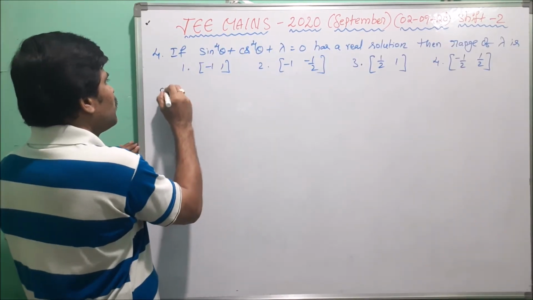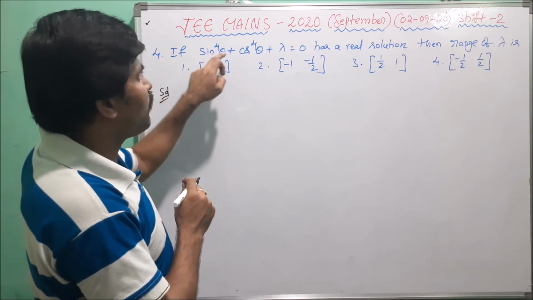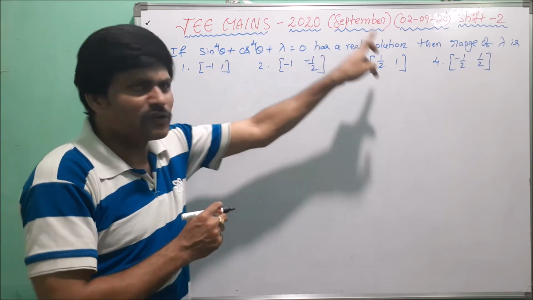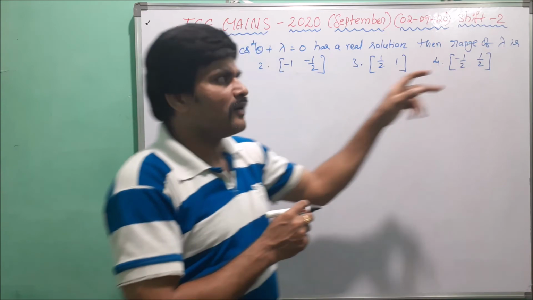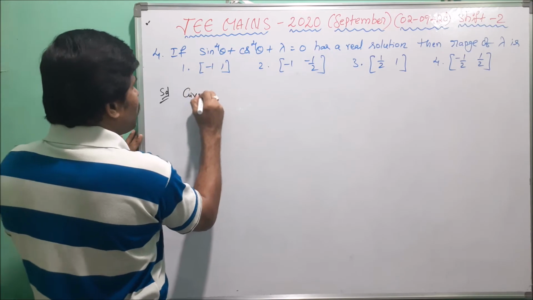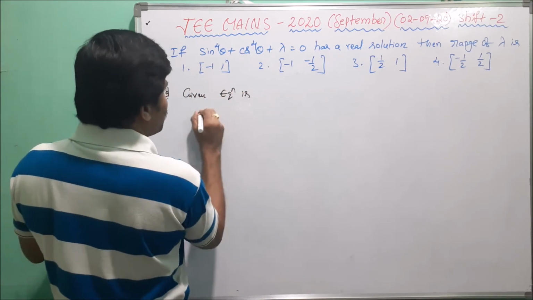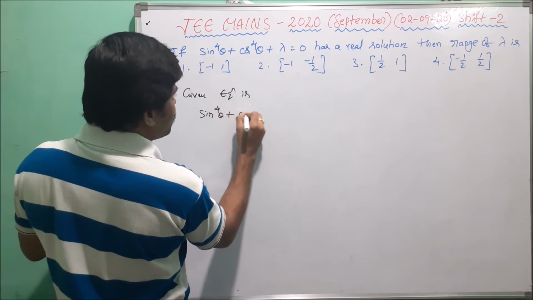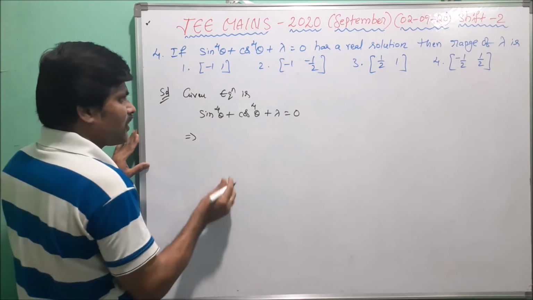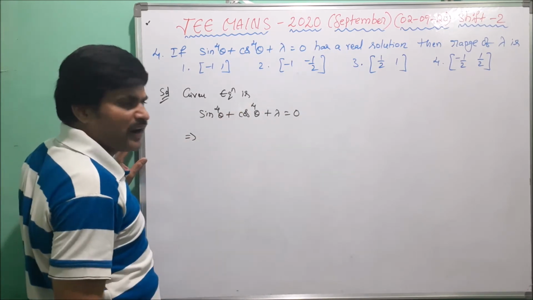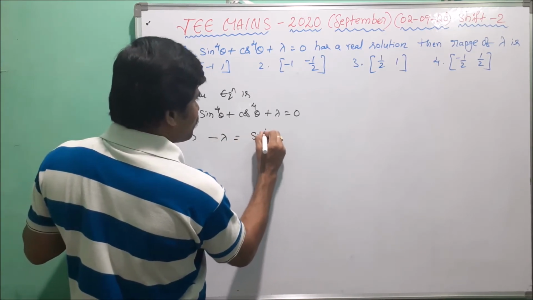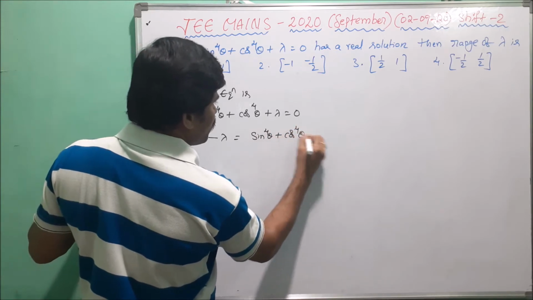Now the fourth one is, given if sin⁴ theta plus cos⁴ theta plus lambda equals to 0. Now this equation has a real solution. Then find the range of lambda. So given equation is sin⁴ theta plus cos⁴ theta plus lambda equals 0. Now here we write lambda can be taken to the right side, that is minus lambda equals sin⁴ theta plus cos⁴ theta.